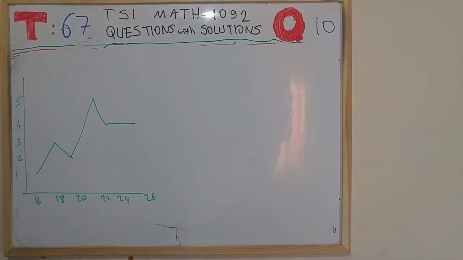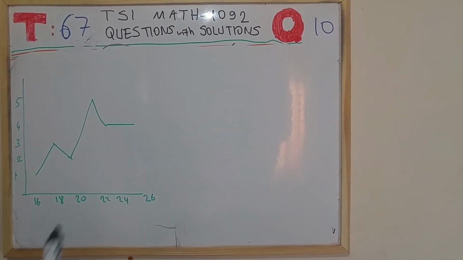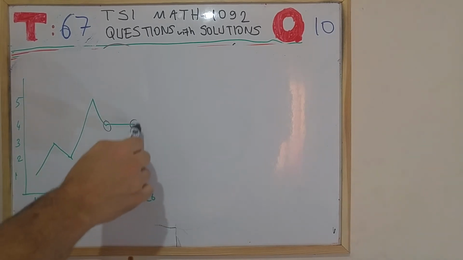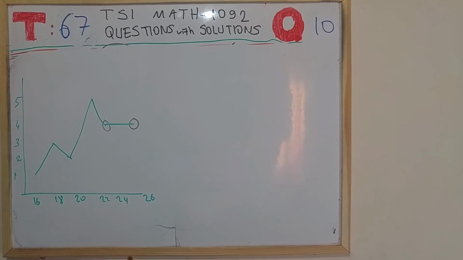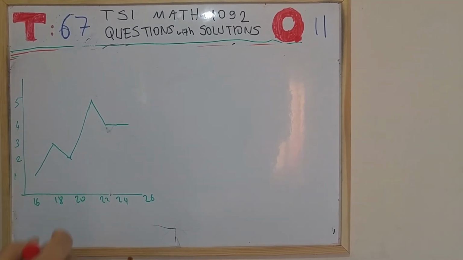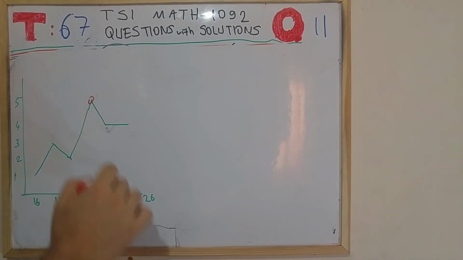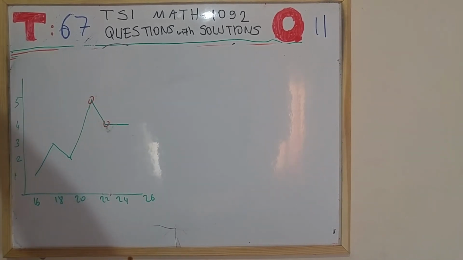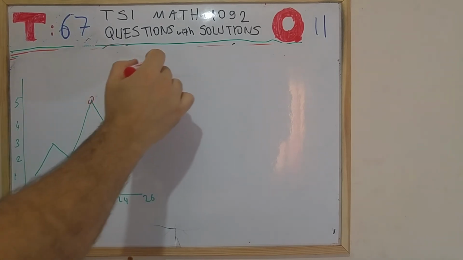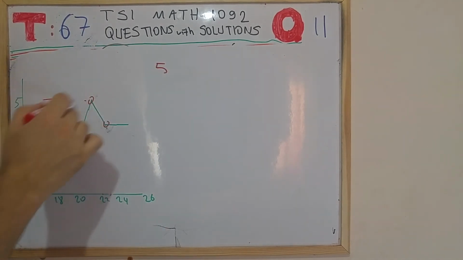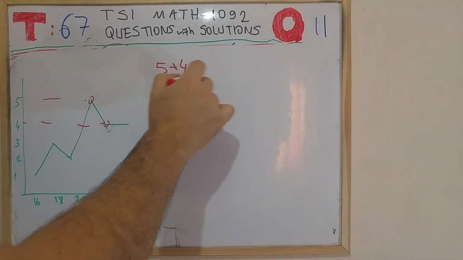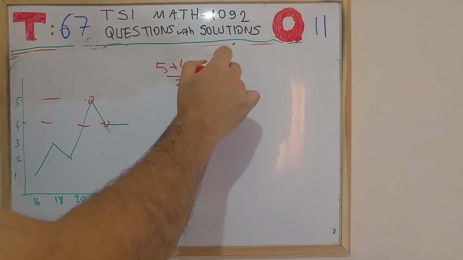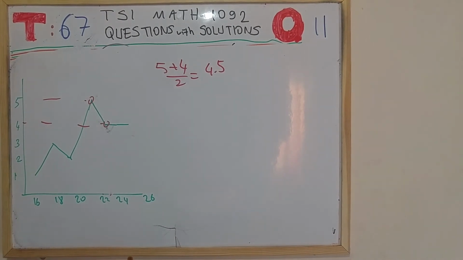Which two age groups have equal amount of internet usage, as we see here? 24 and 26. They're asking me the 23-year age group, which is between 22 and 24. So I have to take the average of this, which is equal to 5 hours for 22 and 4 hours for 24. And dividing it by 2, I have 4.5 hours.